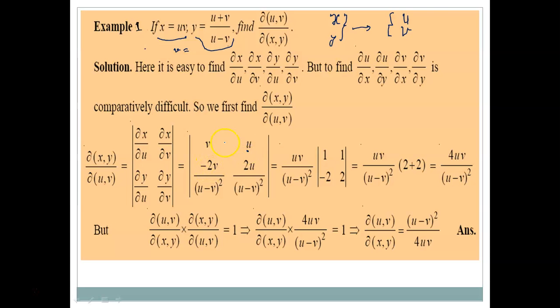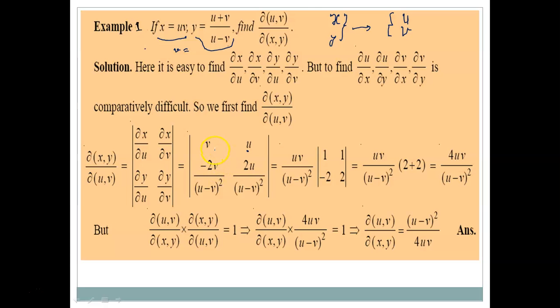Then ∂y/∂u, you differentiate this partially with respect to u, you obtain this expression. Similarly, when you differentiate this with respect to v, we obtain this expression. So in this way, this ∂(x,y)/∂(u,v) gives you this determinant. Now you have to simplify this determinant.